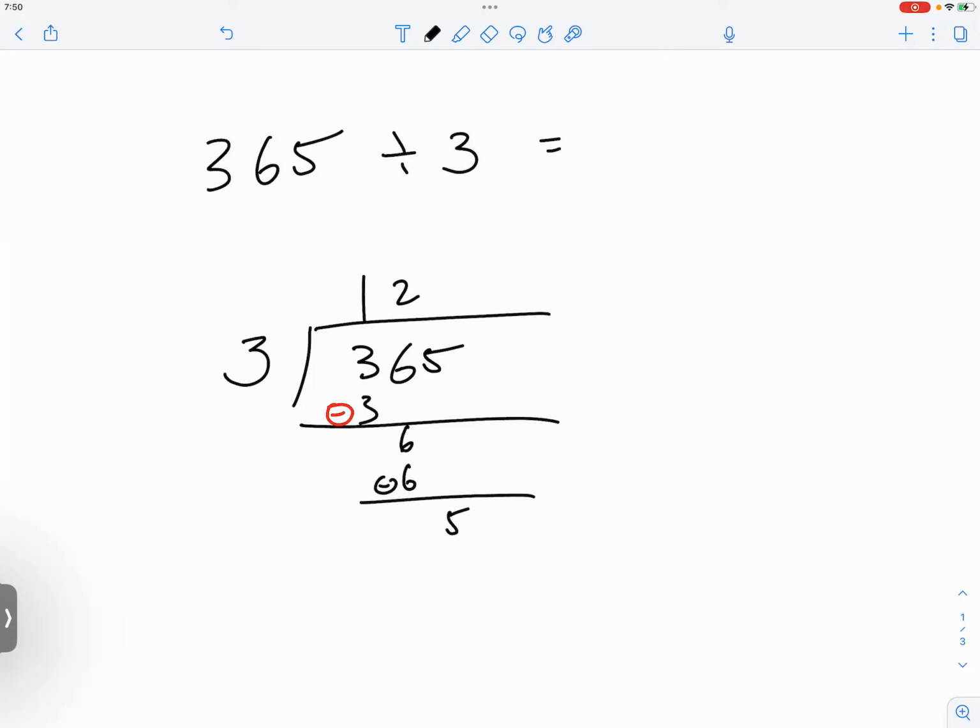Not yet, not yet, not yet. We need to finish this first. So 3 times what gets us 5? Well, not really, but we get close to 5 by using 1. And this is what we call a remainder.